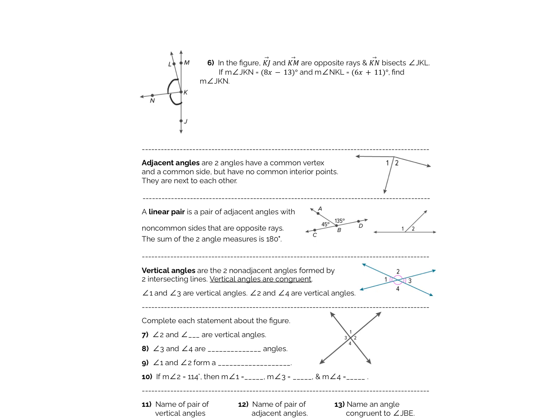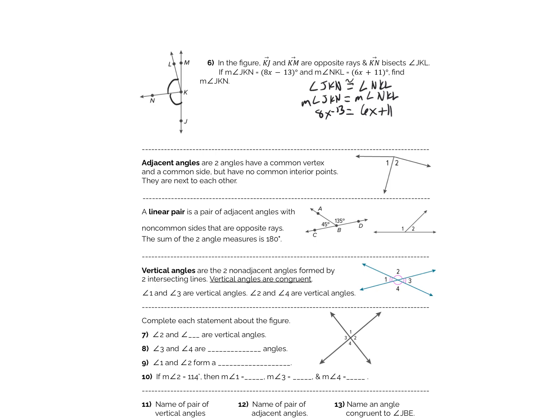So, that means that angle JKN is congruent to angle NKL, which means the measure of angle JKN equals the measure of angle NKL, which means that the measure of JKN is 8x minus 13. That's equal to 6x plus 11, which is the measure of NKL.